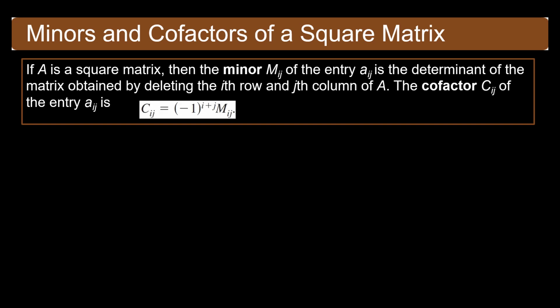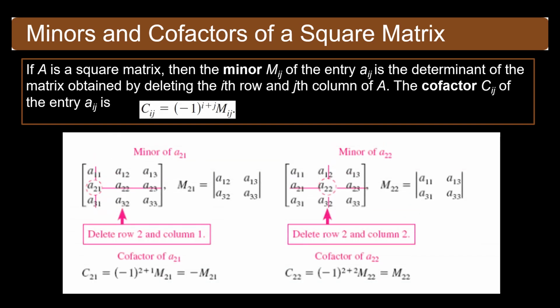For example, if I have a matrix A given like this, and I am trying to find the cofactor, first I have to find the minor. The minor is obtained by deleting the corresponding row and column. For M22, I have to delete the second row, second column. If I am talking about M21, I have to delete the second row, first column. Then the corresponding C_ij can be obtained by multiplying by (-1) to the power i plus j.